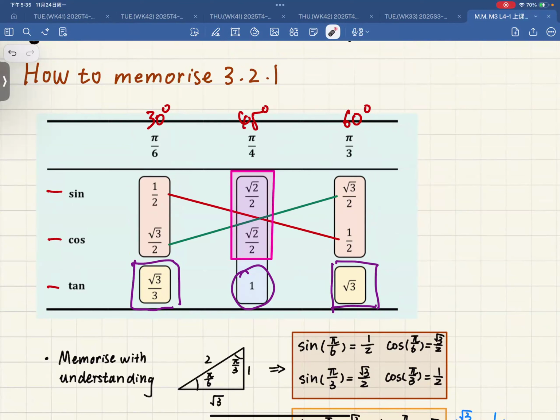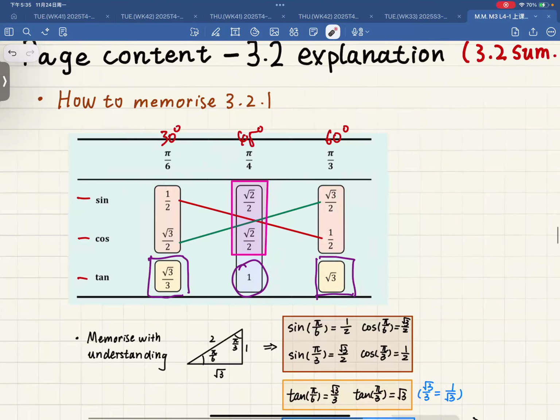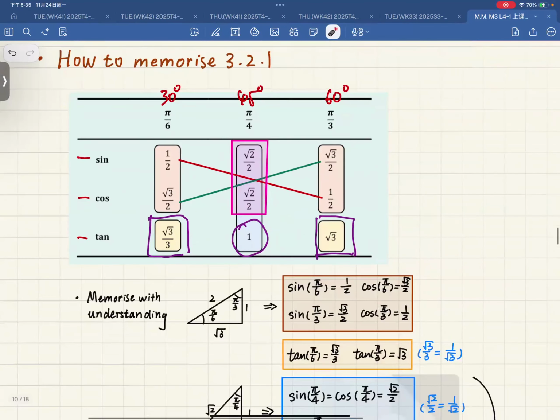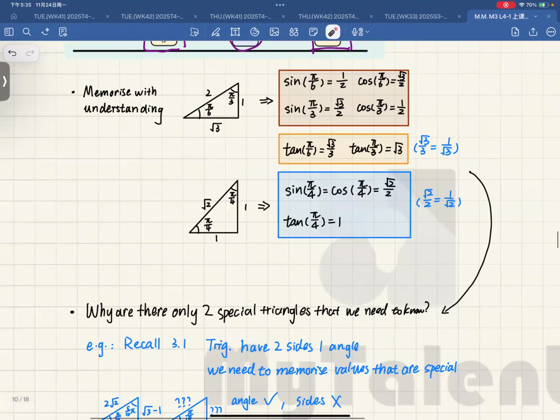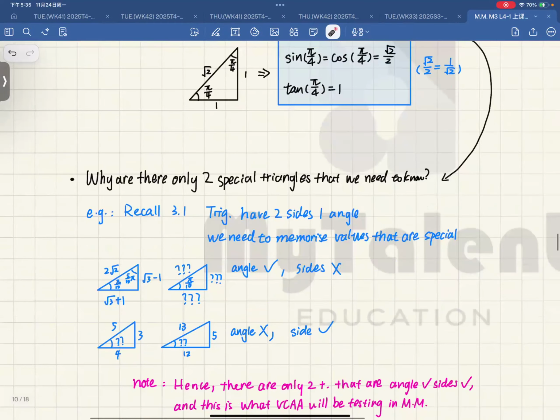There used to be a big table, including pi on 6, 5 pi on 6, pi on 2, 3 pi on 4, but we're not going to memorize that big table. It's really hard to memorize that big table. Okay, memorize these first, and I will show you how to memorize the other numbers. Now, are you good? Yeah, okay. All right.